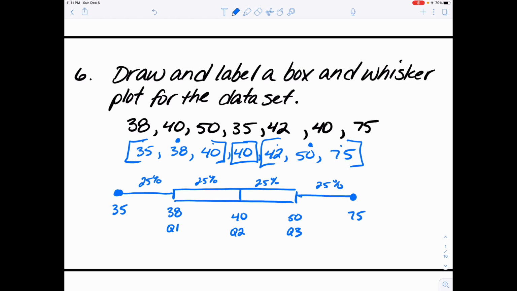Just for learning reasons, sometimes you're going to be asked for the value of the interquartile range. The interquartile range is achieved by taking Q3 and subtracting Q1. In our case, 50 minus 38 gives us a value of 12. So this data set has an interquartile range of 12.